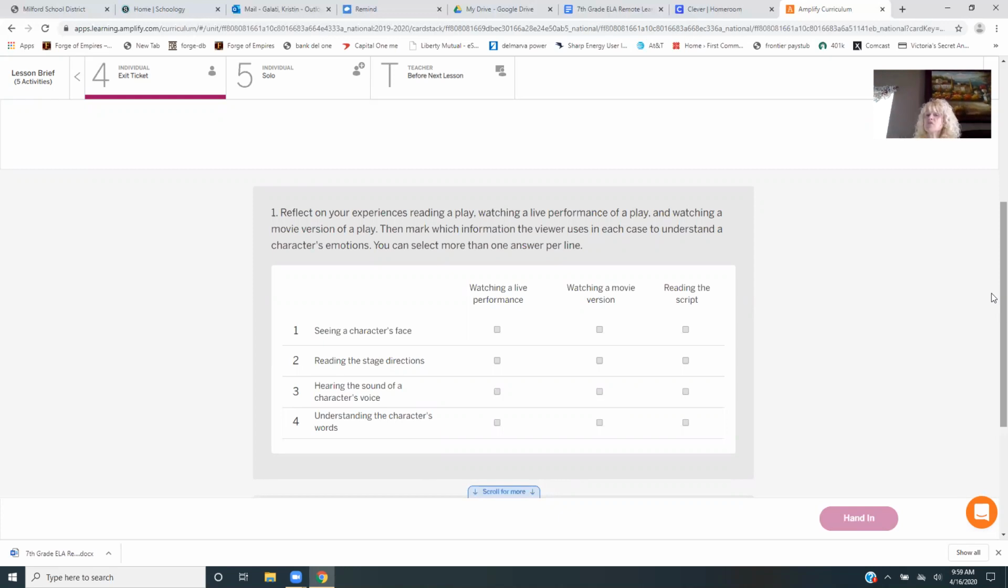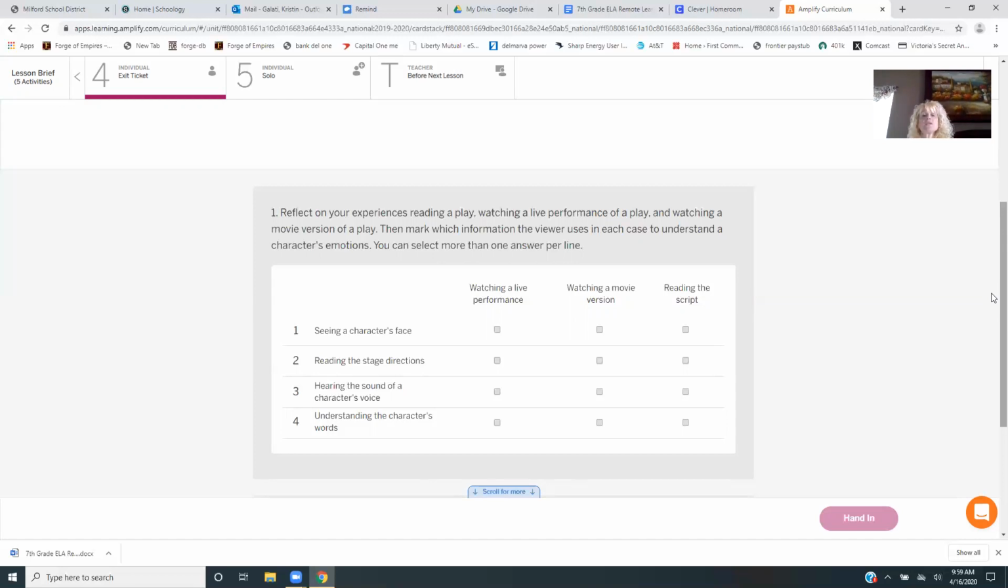So it says reflect on your experience reading a play, watching a play, and watching a movie. Mark the information the viewer uses in each case to understand a character's emotions. Okay, so how do they show their emotions when they're on stage? How do they show their emotions in a movie? And how do they show you their emotions on a script?